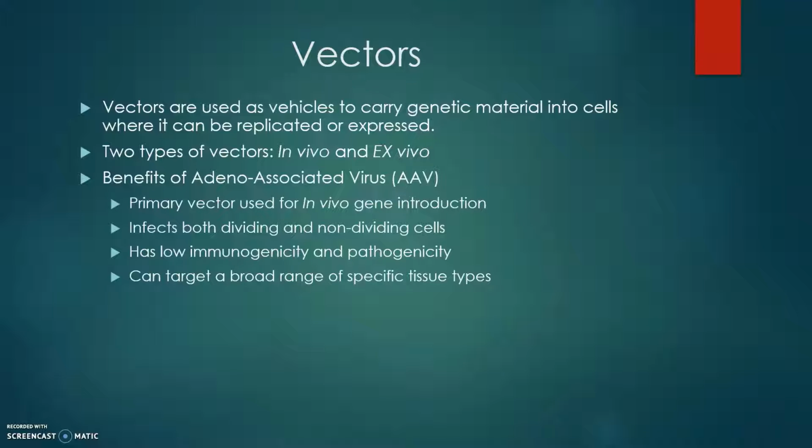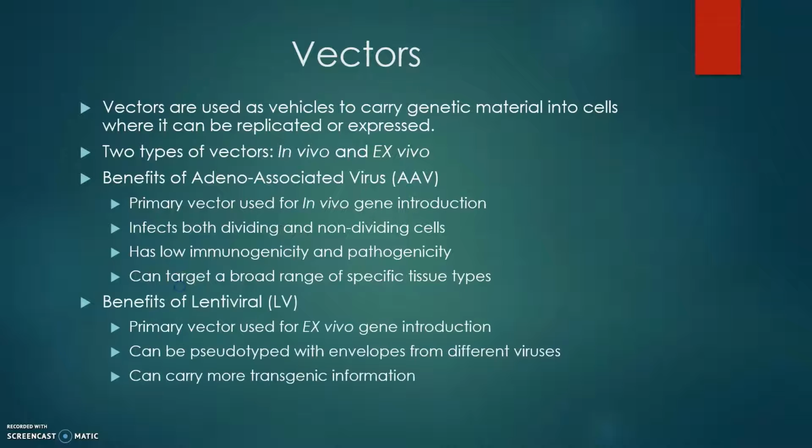So for in vivo, we have the adeno-associated virus, AAV. It is the primary virus that we use for the in vivo introduction. It infects both dividing and non-dividing cells, and it also is very beneficial because it has low pathogenicity. So it means that it does not replicate and kill the cell. And also it's able to target a broad range of specific tissue types because viruses, if nothing else, are very specific in nature to what they target.